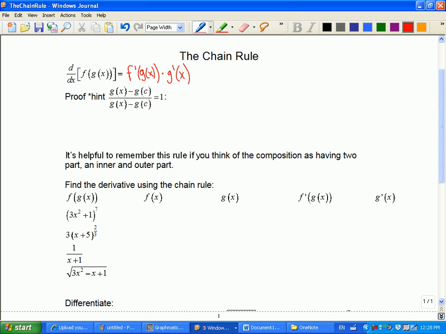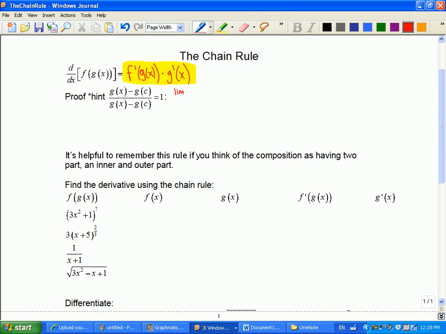So this is our last differentiation rule for a little while here. But again, it is one of those that you are going to be expected to know and use quite a bit. So let me show you why it does turn out the way it is here.